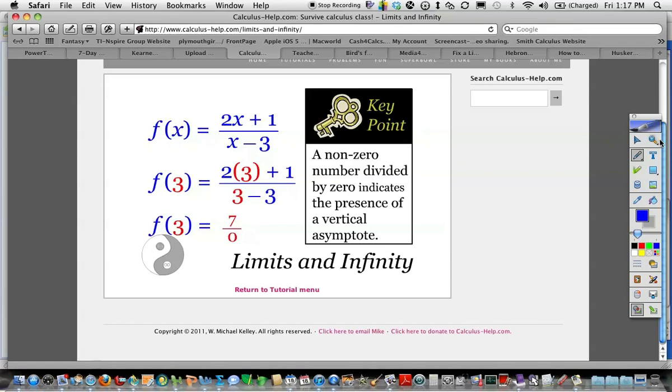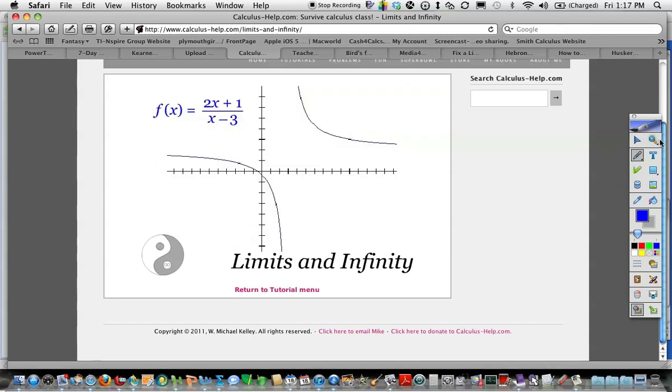Well, that's bizarre, I know, and it indicates something important. In fact, whenever you substitute a number into a function and get a non-zero number divided by 0, it indicates the presence of a vertical asymptote. And this holds true for this function. Let's take a look at the graph of f at x equals 3. Well, remember, an asymptote is a line which a function cannot reach. Here we have an asymptote at x equals 3, because when we plugged 3 into f, we got a constant divided by 0.